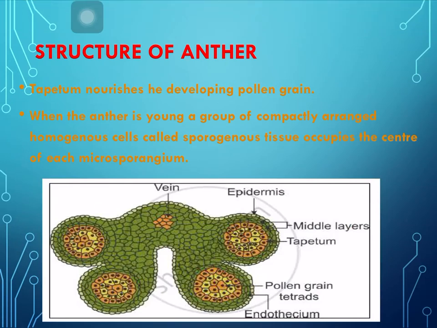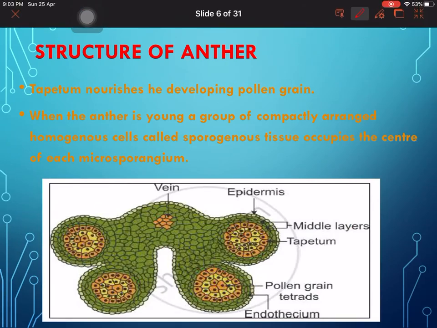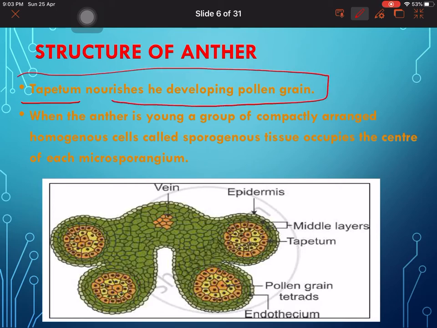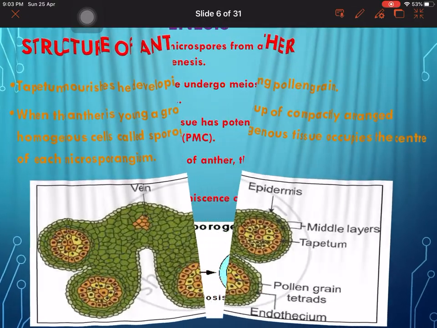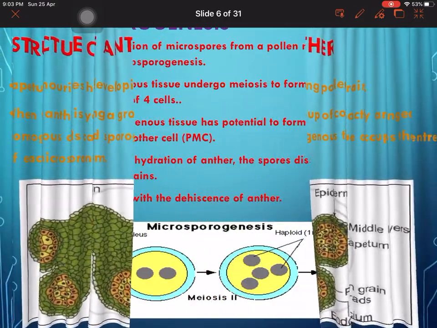The main function of the tapetum layer is that it nourishes the developing pollen grain. This is a 1 mark question sometimes asked in the exams. When the anther is young, a group of compactly arranged homogeneous cells called sporogenous tissue occupies the center of each microsporangium. This clarifies your definition of sporogenous tissue. You can see from the structure that the sporogenous tissue consists of homogeneous cells.